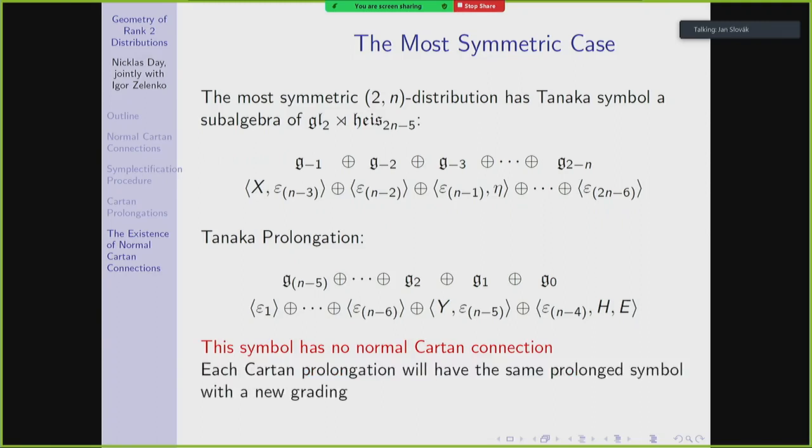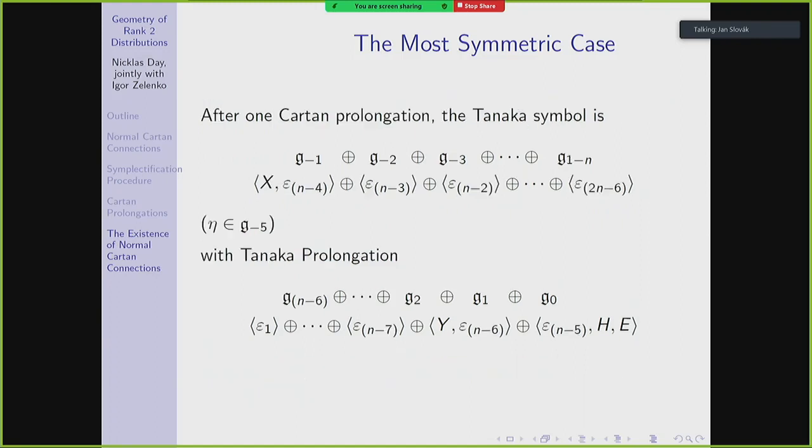The reason I've been pointing out where these epsilons live is because each Cartan prolongation of a distribution with this Tanaka symbol is just going to shift the epsilons here. Also the eta: eta is going to shift by 2, and epsilons are going to shift by 1. So it just changes the grading of this same algebra. If we take the Cartan prolongation once, we now have epsilon n minus 4 in G minus 1, and epsilon n minus 3 is shifted over 1 along with all of the other epsilons. Again, when we take the Tanaka prolongation, we get the entire symplectic symbol. But G plus is far too big, so maybe it's not surprising that there's no normal Cartan connection here.